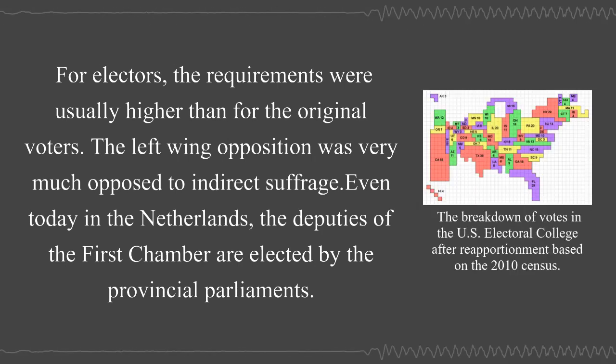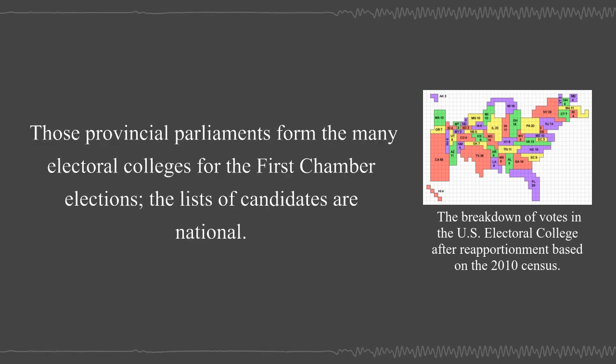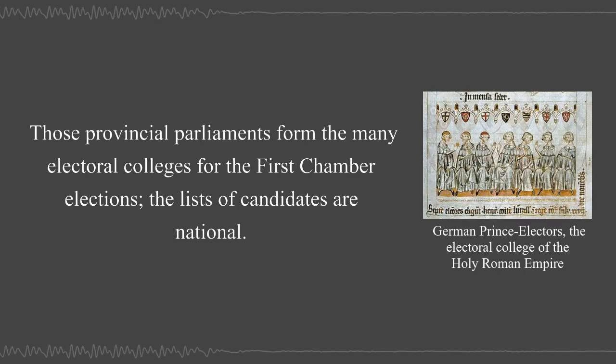Even today in the Netherlands, the deputies of the First Chamber are elected by the provincial parliaments. Those provincial parliaments form the many electoral colleges for the First Chamber elections. The lists of candidates are national.